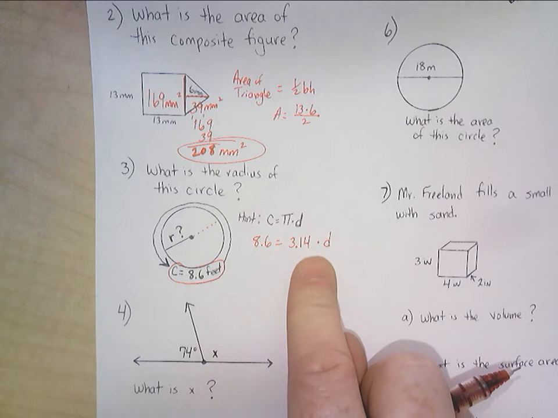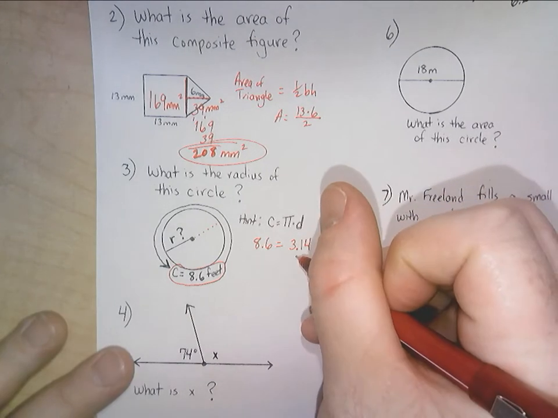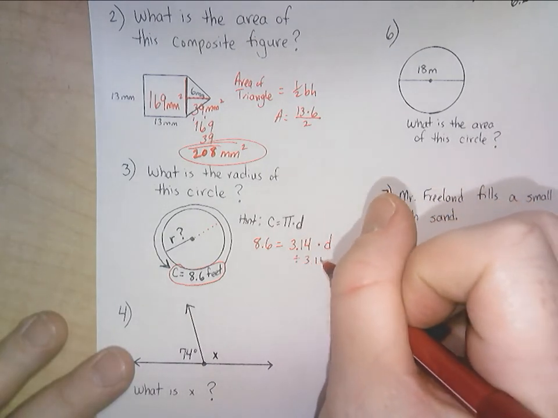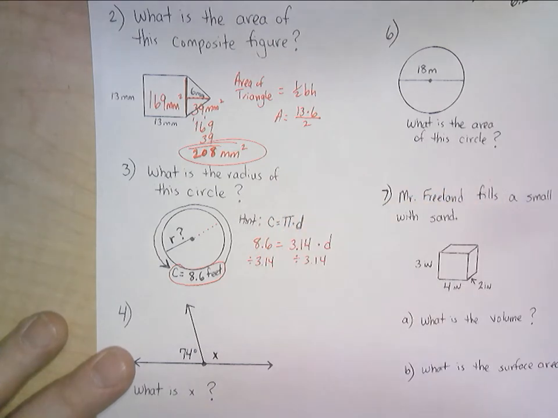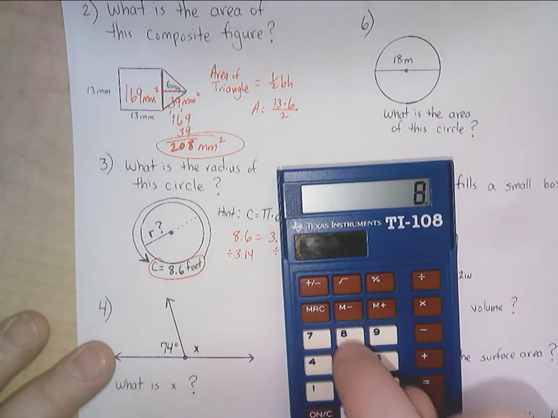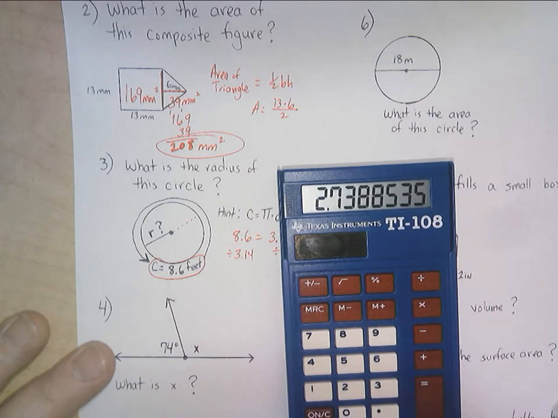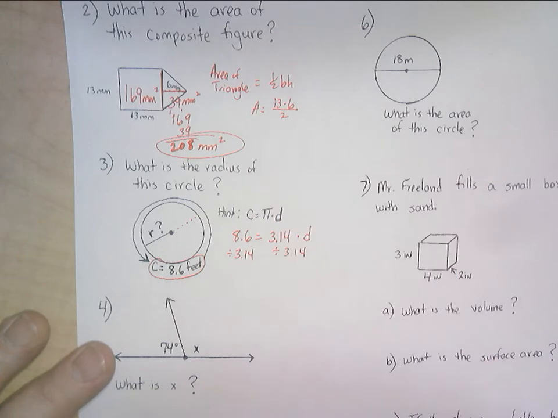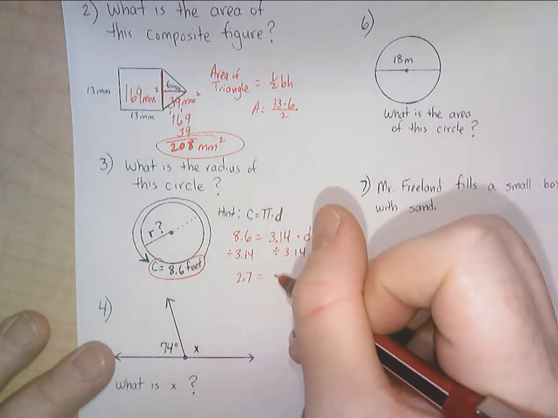So we have to do the opposite of multiplying by 3.14. So we've got to divide both sides by 3.14. So we do that, we will find out what the diameter is. So 8.6 divided by 3.14 is 2.7, crazy number. All right, so let's just say 2.7, roughly. So 2.7 equals the diameter.